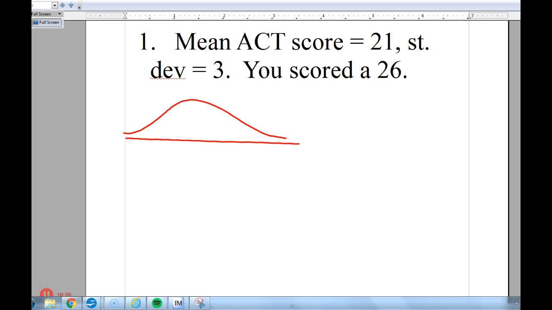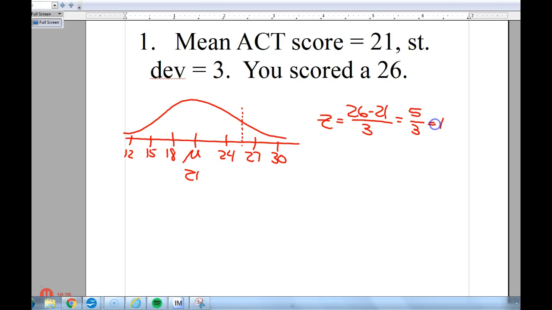So we're going to sketch it. Mean is 21. How many of you guys took the ACT? So not really that many. You got a 26. And then I want to know the Z-score that goes with it. So I'm going to go 26 minus 21 over 3, which is 5 over 3, or 1.6 repeating. Z-score would be 1.6 repeating. So that's all I'm looking for.